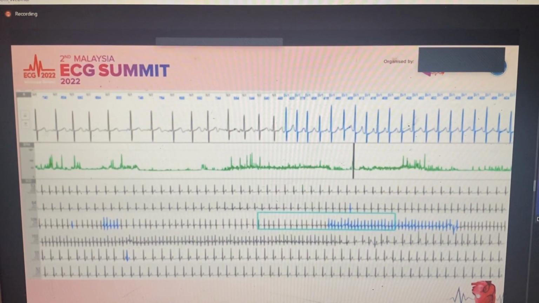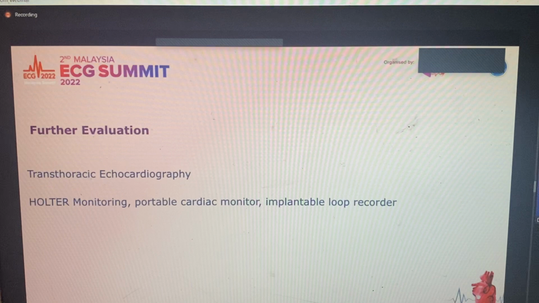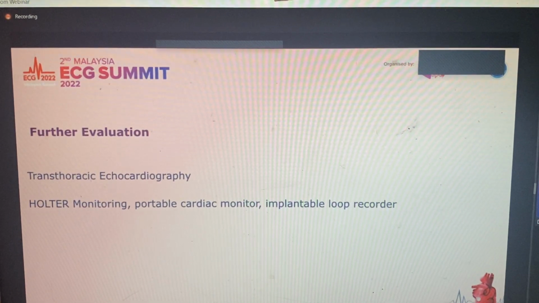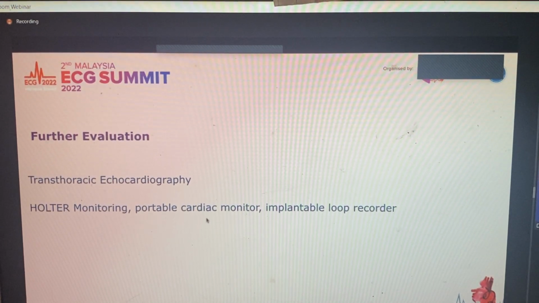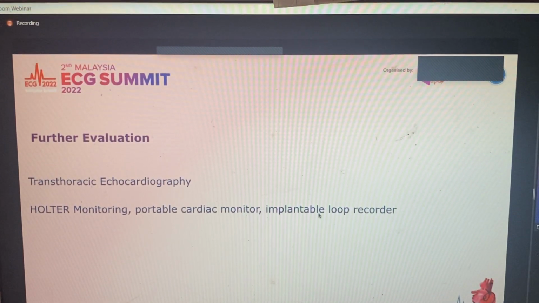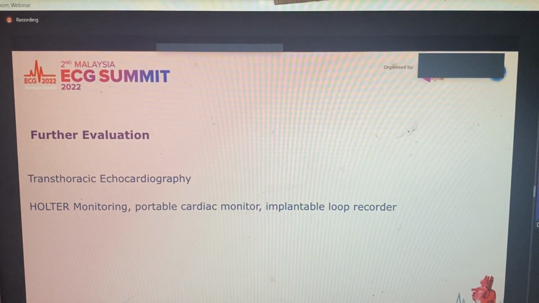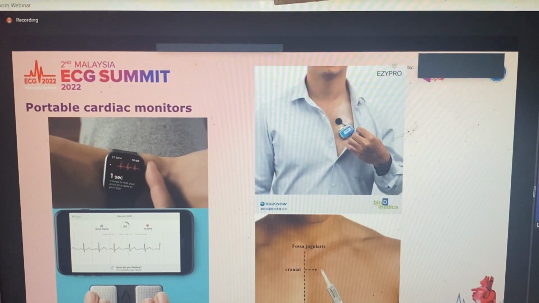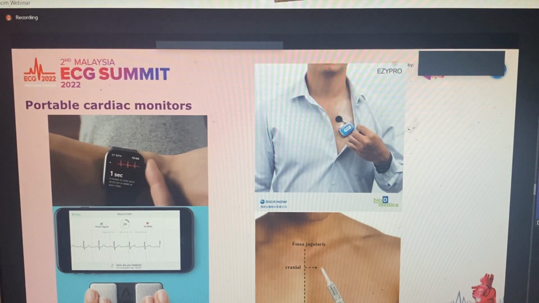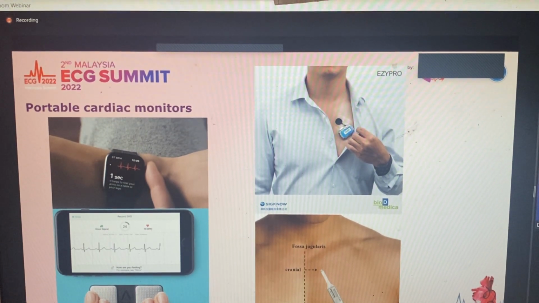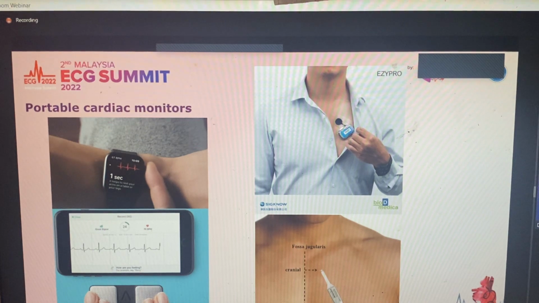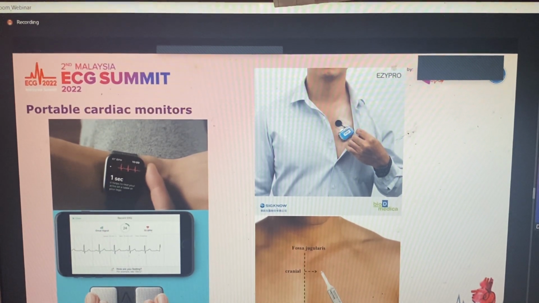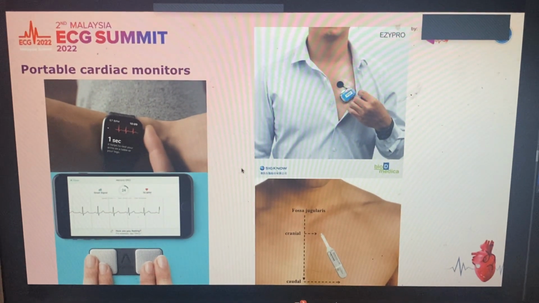For further evaluation, of course, we will ask all our patients to go for a transthoracic echo at the very least to rule out structural heart disease, and we can subject the patient to Holter monitoring, a portable cardiac monitor, or an implantable loop recorder. These are generally for patients who have intermittent symptoms, say once a week or once every 2 weeks or a month. So ordering a whole 24-hour Holter would be more or less futile for them. Not to say it's completely useless, but most of the time they are asymptomatic during it. So a portable cardiac monitor can really help you to diagnose this patient better.